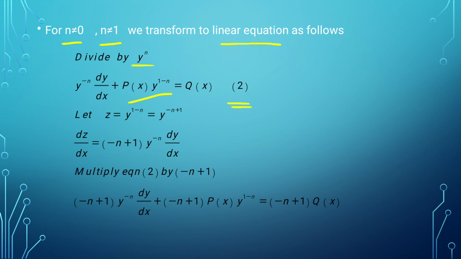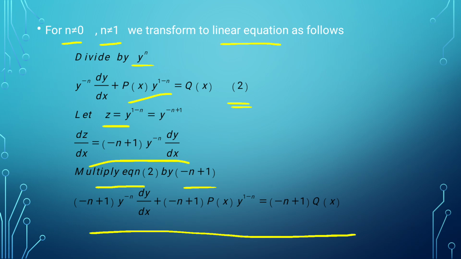So now we can apply the concepts of linear, solving linearly. So we let z be that, so that dz/dx is actually that, from differentiation. And equation 2 now, when we multiply equation 2 by (negative n plus 1), we will get this.